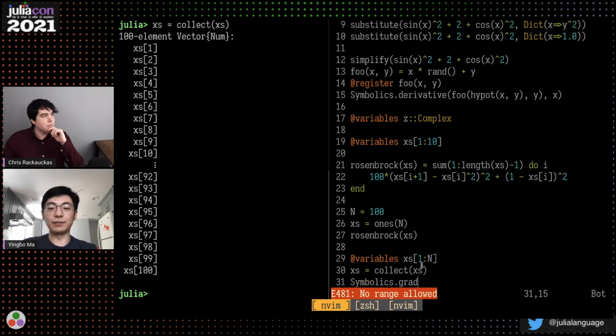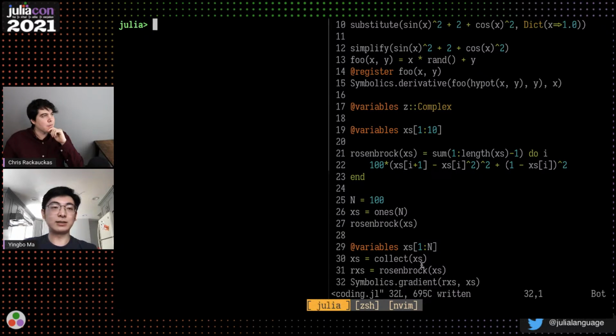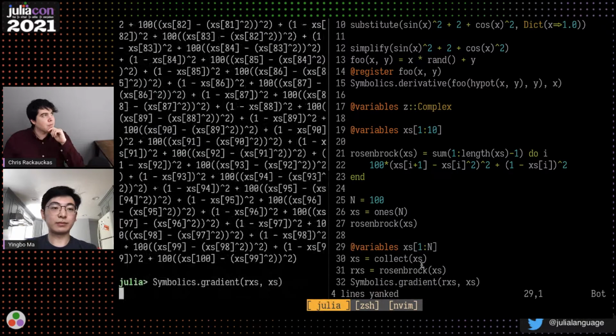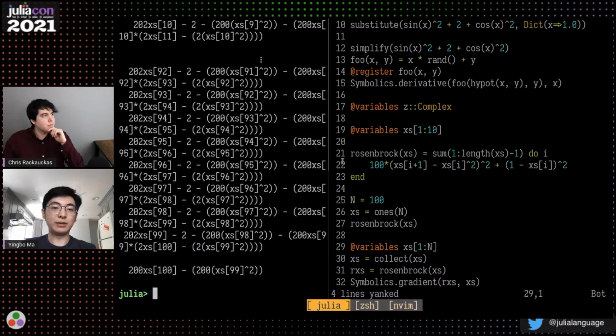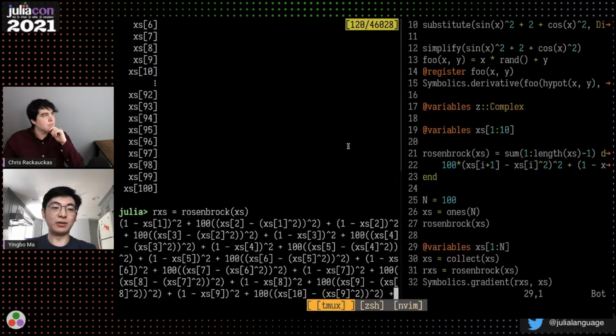To compute the gradient of the Rosenbrock function, we can use the Symbolics.gradient function. Of course, we want to trace it first, Rosenbrock, with respect to the vector xs. Yeah, so now this is the symbolic representation of the gradient.